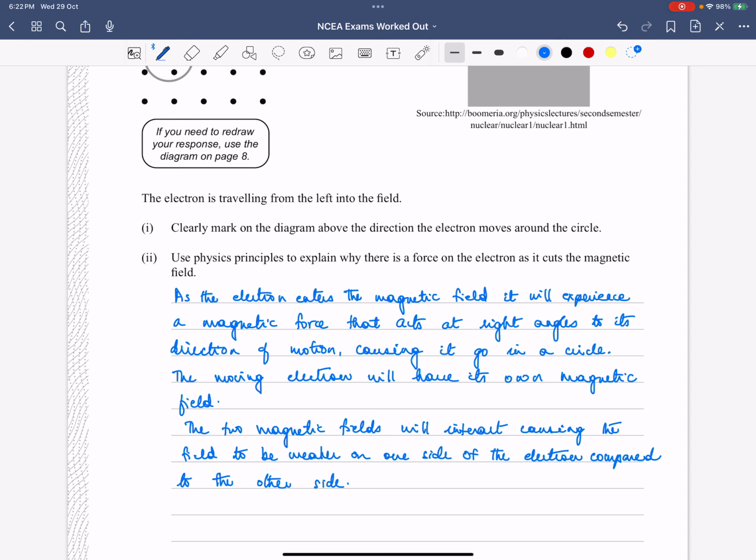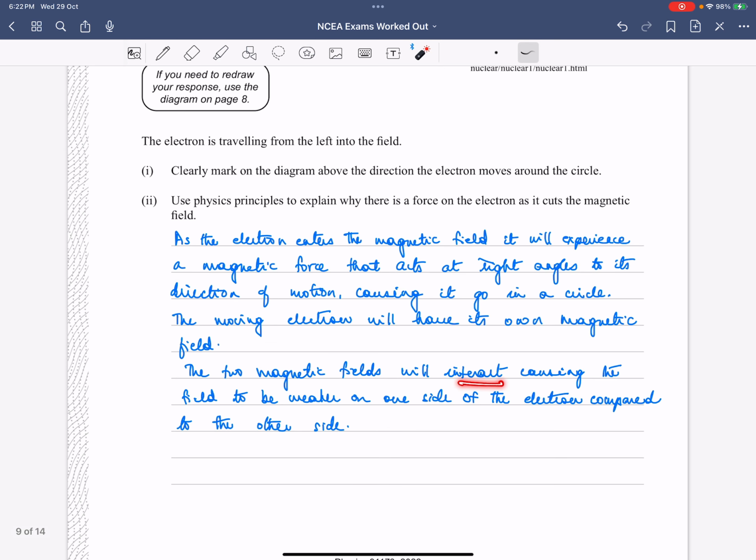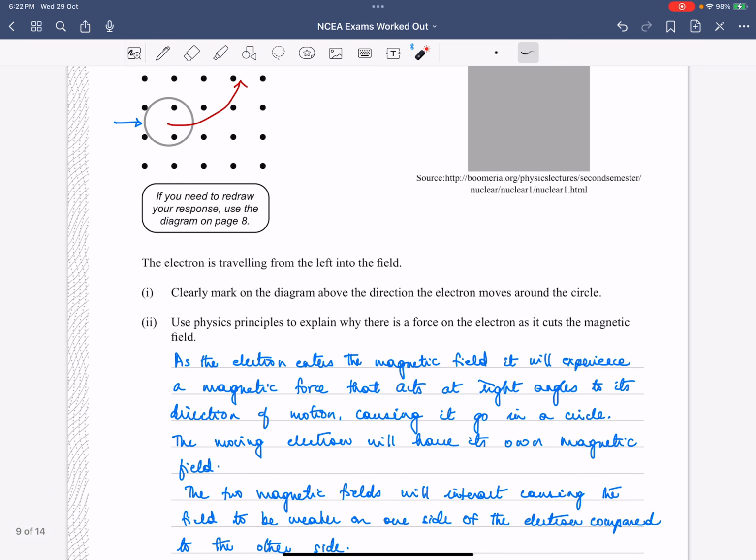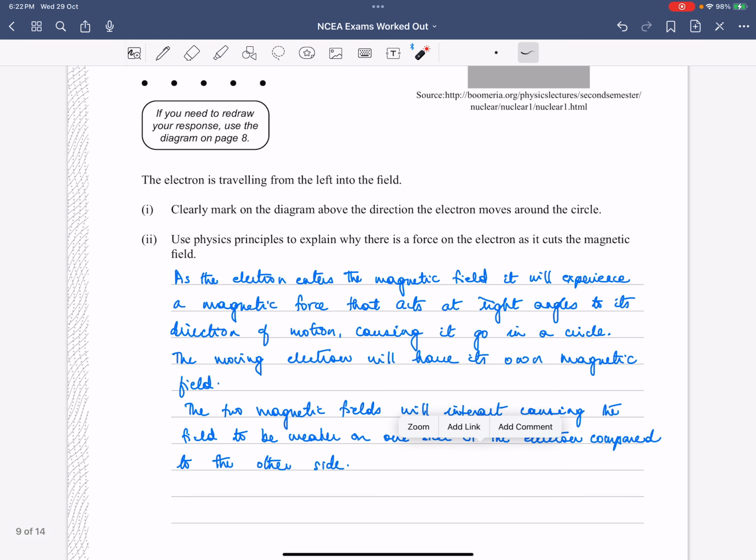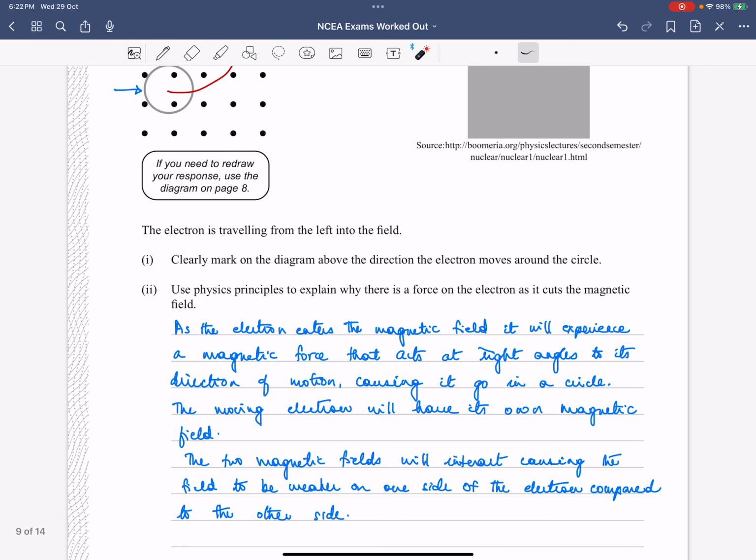So as the electron enters the magnetic field, it will experience a magnetic force that acts at right angles to the direction of its motion, causing it to go in a circle. Now, the moving electron itself will have its own magnetic field. So now there are two magnetic fields, the magnetic field around the electron itself and the magnetic field through which it is moving. These two magnetic fields will interact, causing the field to be weaker on one side of the electron compared to the other, and that is why it moves in that circular path. That's the end of the paper.